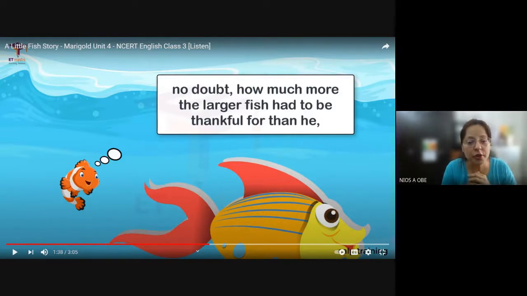So the little fish is thinking that the big fish must be so happy. He's thinking that the big fish must be so happy. This is what he's thinking.